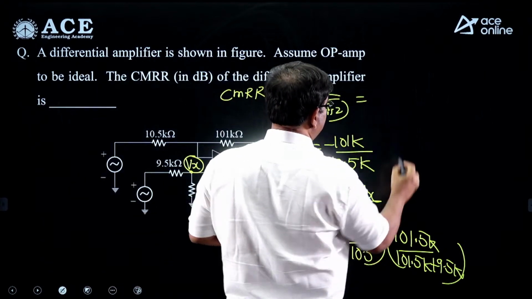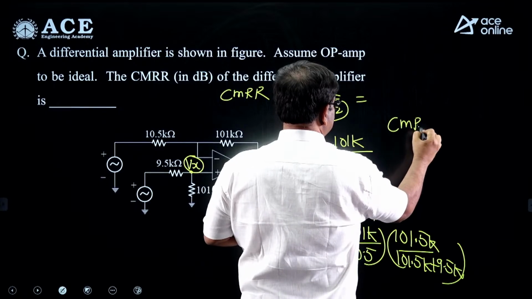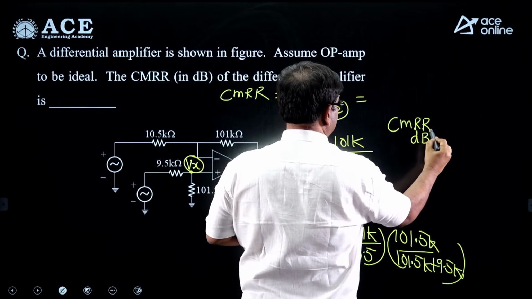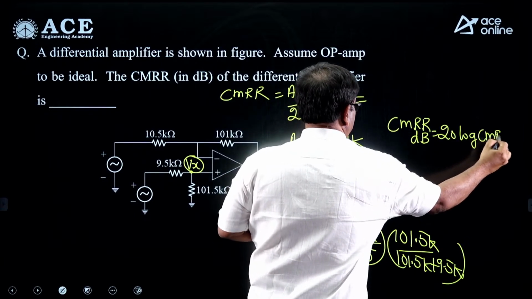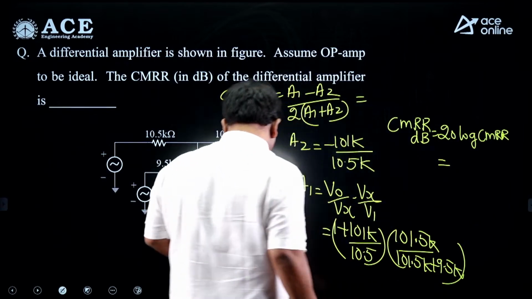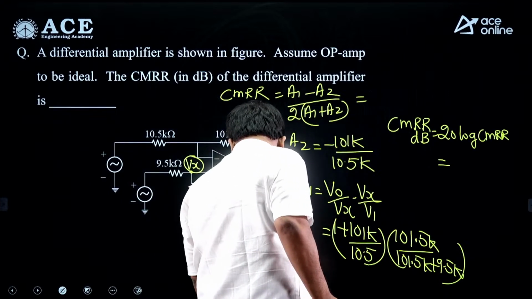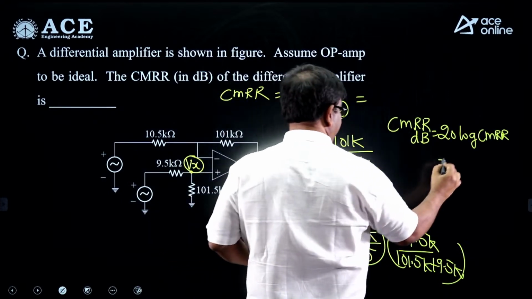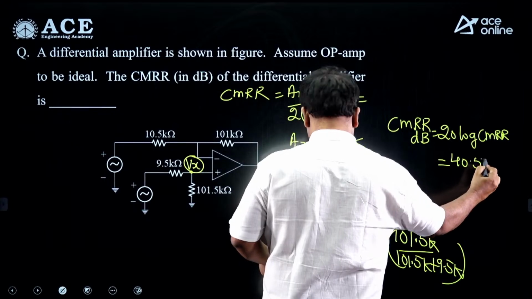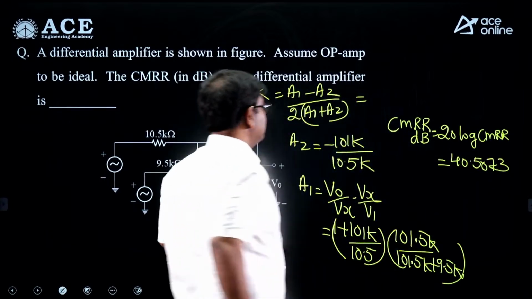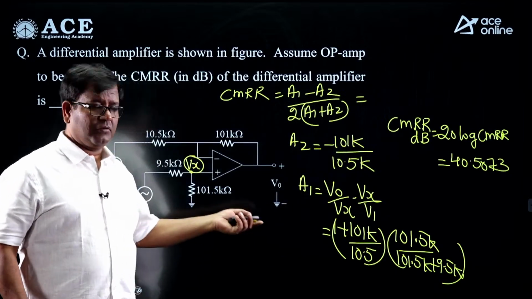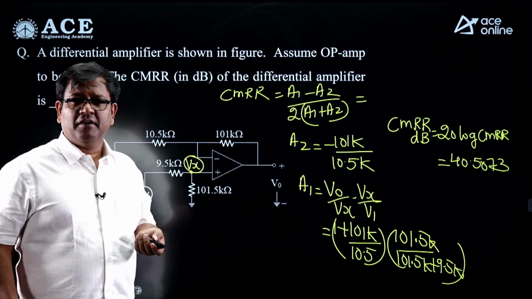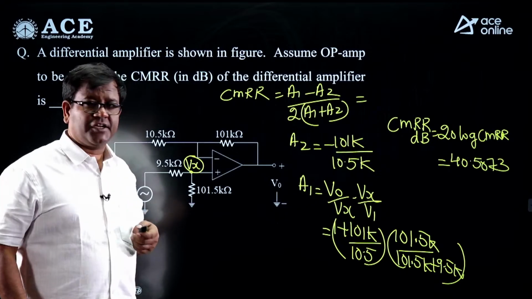But what is CMRR in dB finally? CMRR in dB is going to be 20 log CMRR. So I think I've just now calculated it. The CMRR comes to be 40.5. So just substitute these values. It's a simple calculator work. No more calculations, right? Okay, so this is all about analog circuits. Good luck.